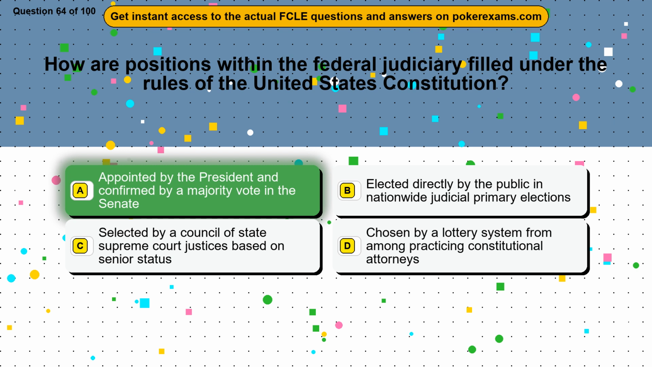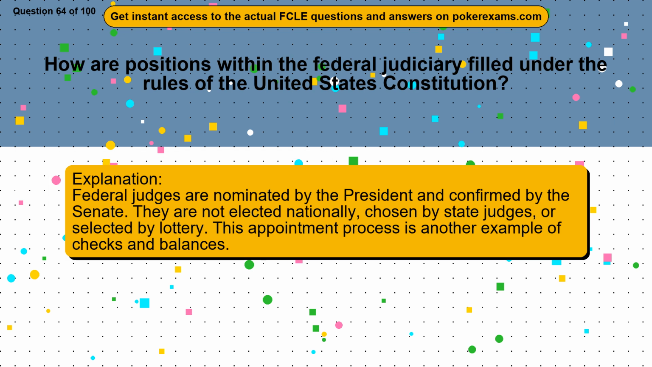The correct answer is option A, appointed by the President and confirmed by a majority vote in the Senate. Federal judges are nominated by the President and confirmed by the Senate. They are not elected nationally, chosen by state judges, or selected by lottery. This appointment process is another example of checks and balances.